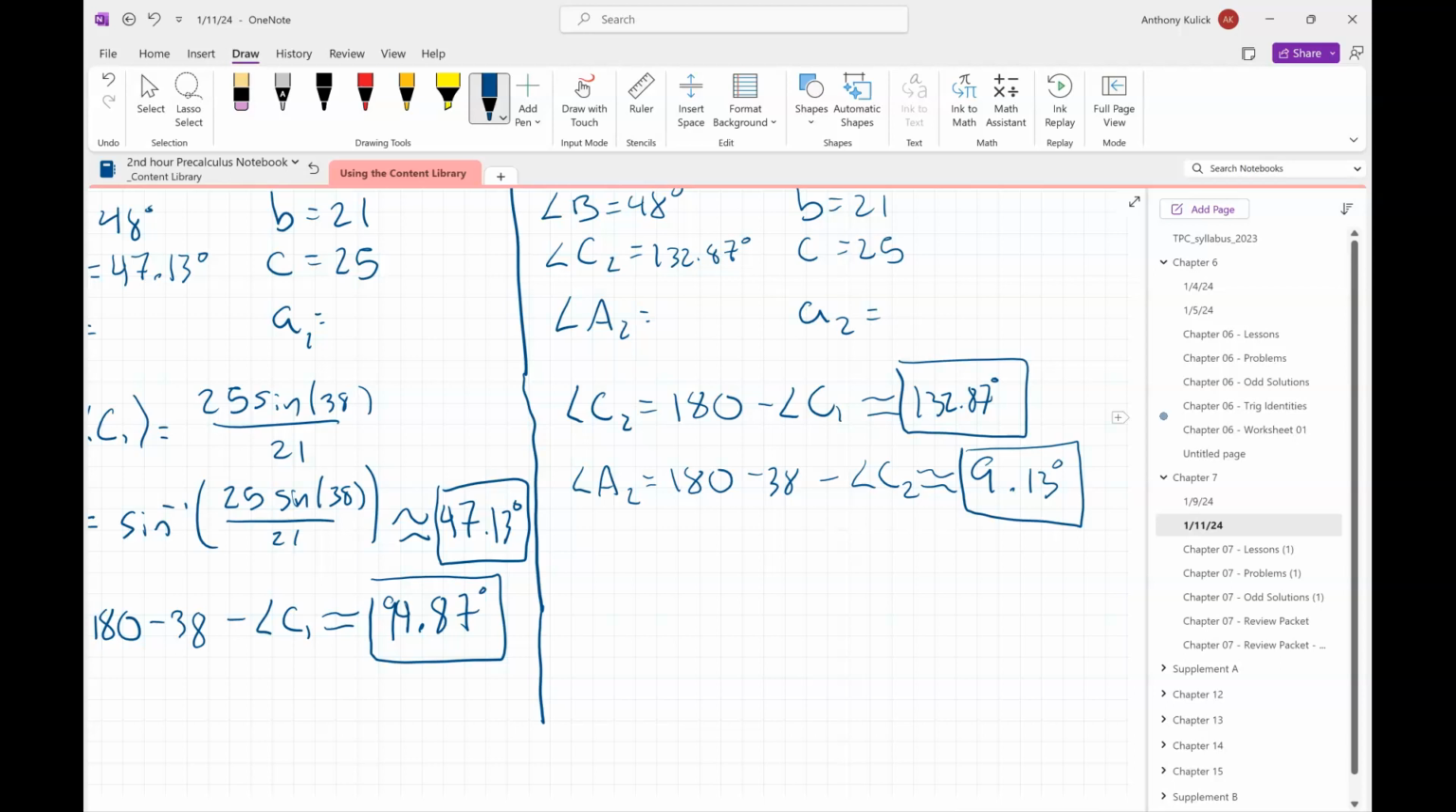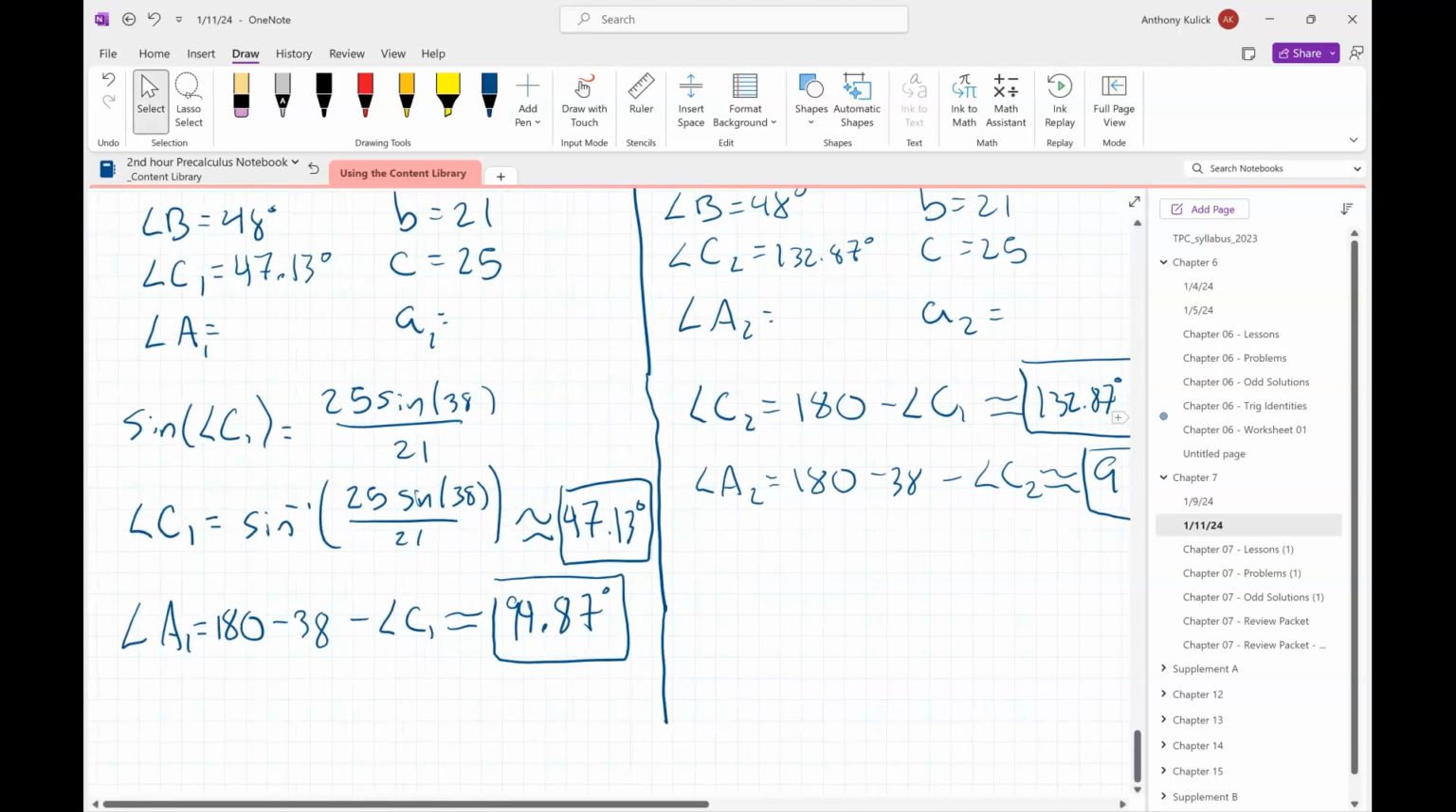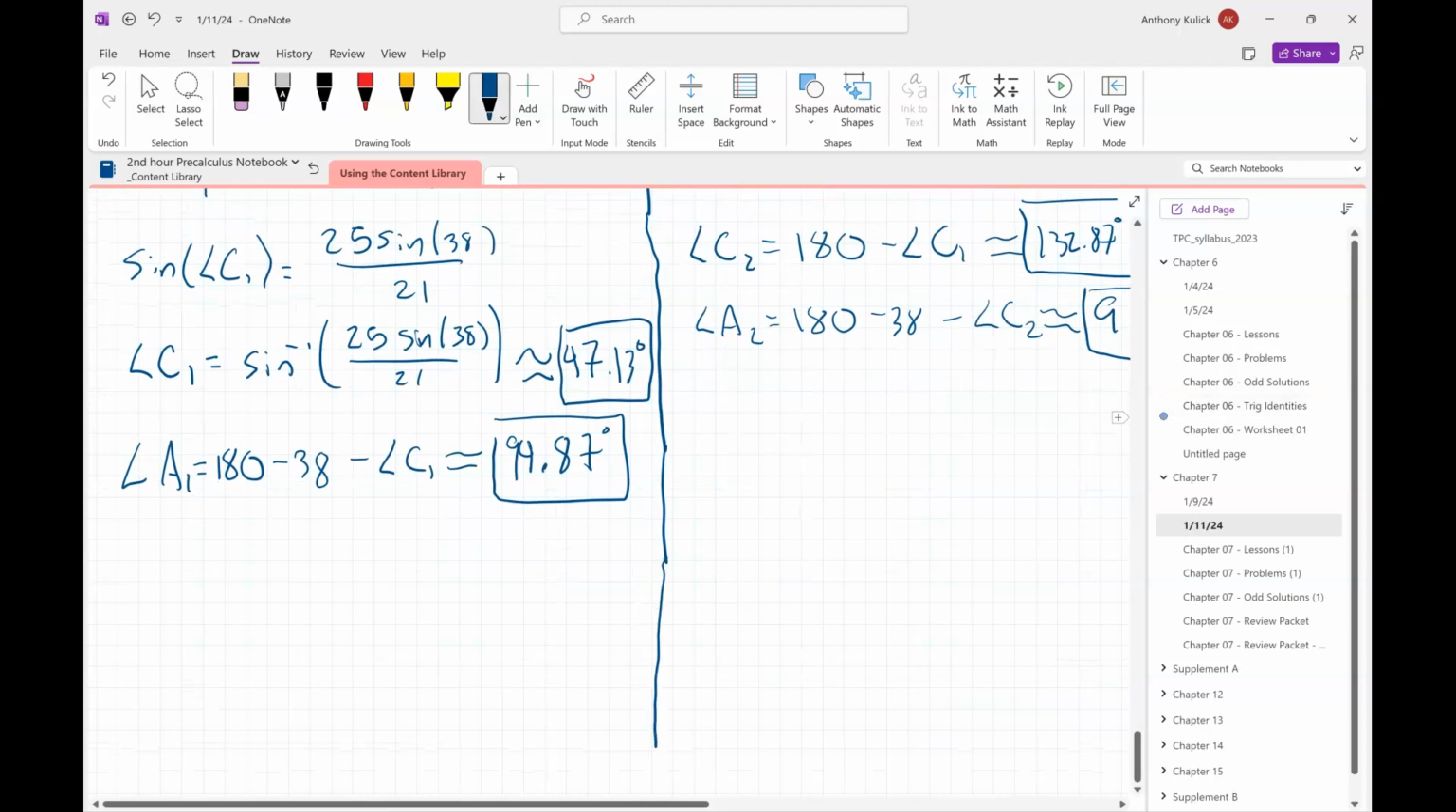Everybody's okay? Sorry about the mix up there. I was still doing the previous problem where we're using a 48-degree angle or something.